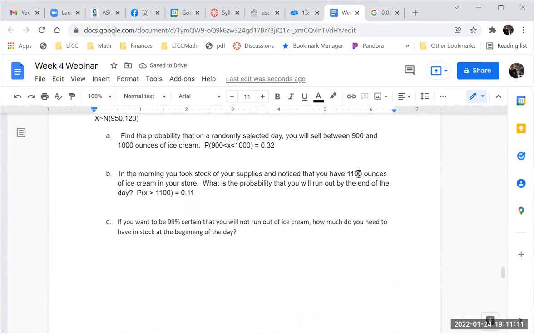Okay, part C. The problem is, are you really going to be okay with running out of ice cream 11% of the days that you sell ice cream? If you're a business person and that happens, you're going to have a lot of bad reviews, and bad reviews are really bad for business. So let's suppose you want to be 99% certain that you're not going to run out of ice cream, so that you really don't get a lot of bad reviews. How much do you need to have in stock at the beginning of the day? Any questions on the question?